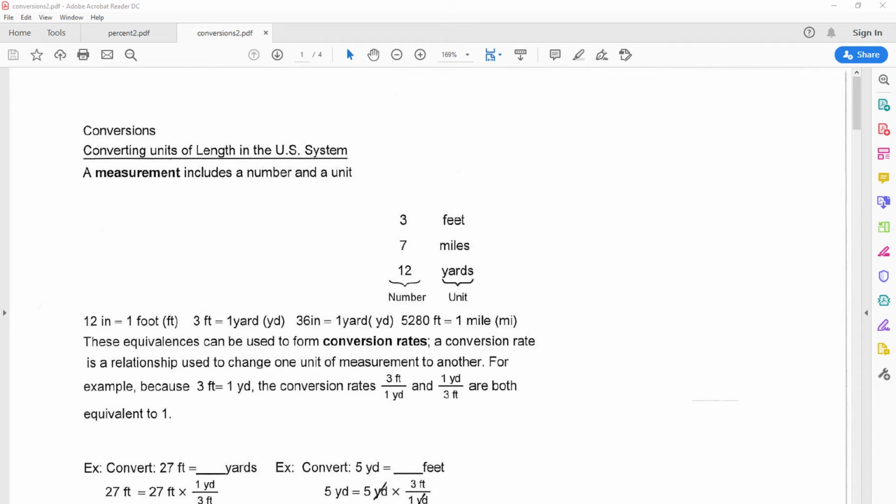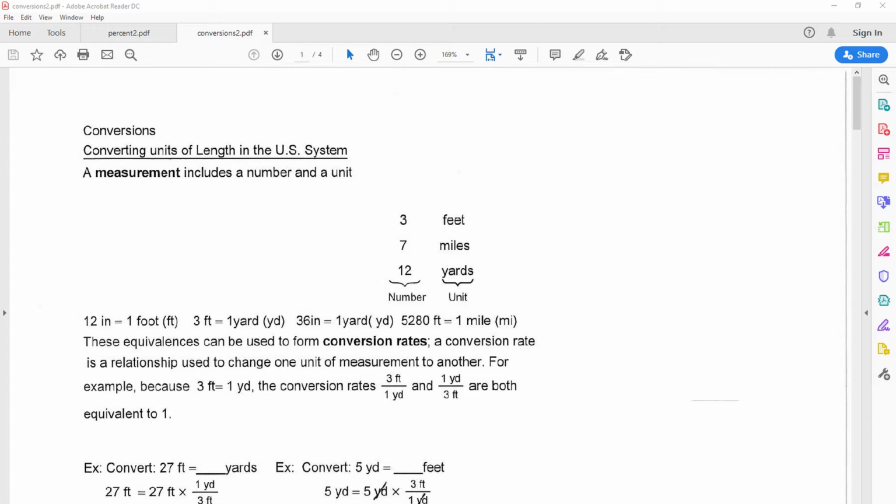Now we're going to take a look at conversions, converting units of length, in the metric and the U.S. system. A measurement includes a number and a unit. You see right here examples of measurements. We have the number and the unit scaling behind it.